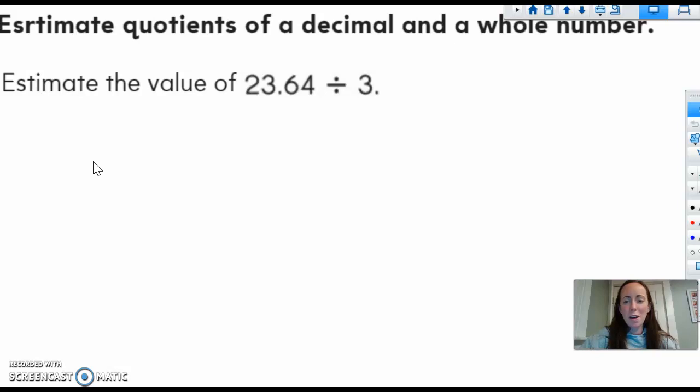All right, so now we're going to look at division. So I'm going to estimate the quotient, which is the answer to a division problem of a decimal and a whole number. I don't know if you guys have noticed, but have you seen this estimate is spelled wrong in the book?